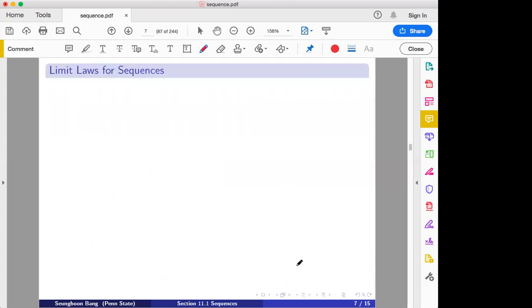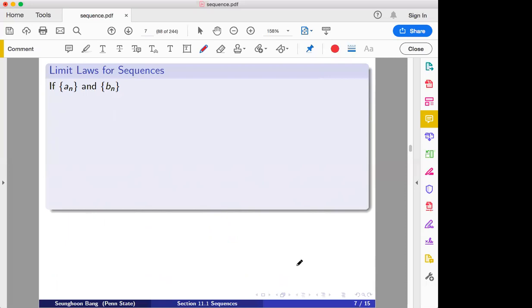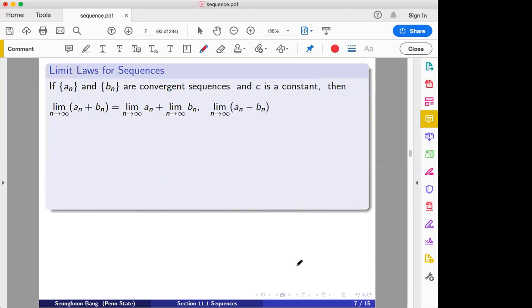The limit laws for sequences. What are the limit laws? If sequence an and sequence bn are convergent sequences, and c is a constant, how can you calculate the limit of an plus bn? You can distribute the limit: the limit of an plus the limit of bn. The limit of an minus bn is the same: the limit of an minus the limit of bn. The limit of c times an, you can take out c: c times the limit of an.